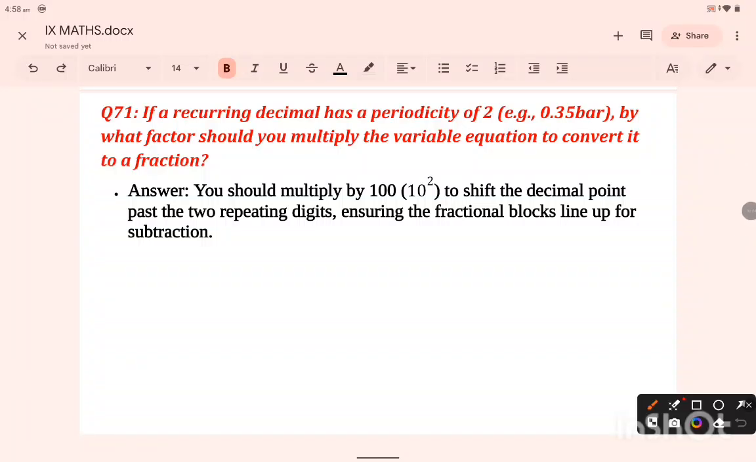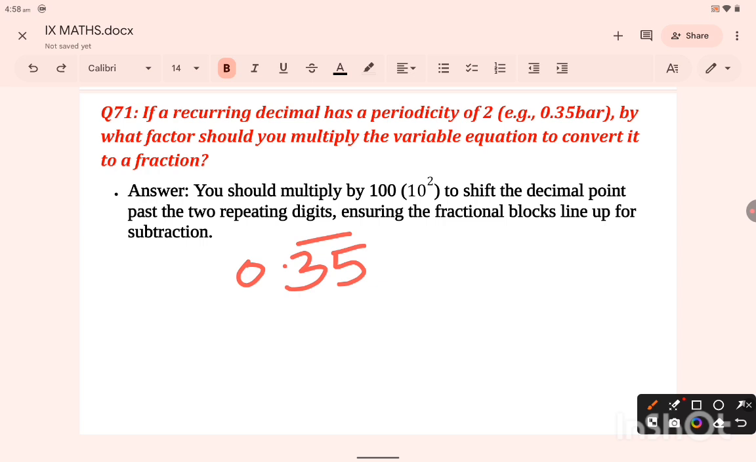Now question number 71. If a recurring decimal has a periodicity of 2, by what factor do you multiply the variable equation to convert it to a fraction? Here it is given that periodicity is 2. For example, 0.35 bar. The periodicity of 0.35 bar is 2.